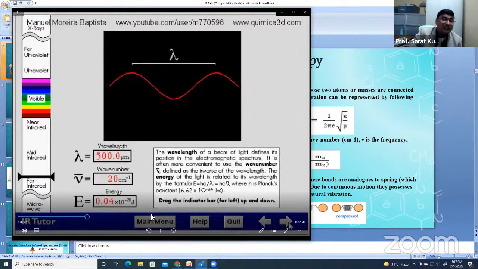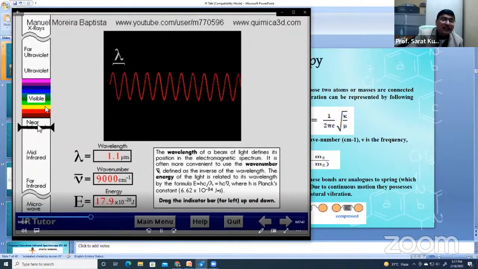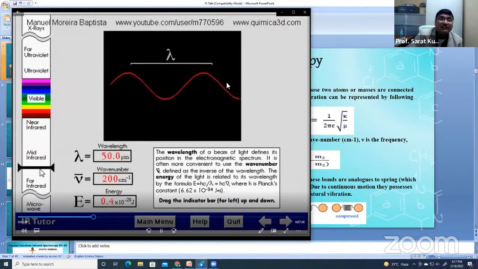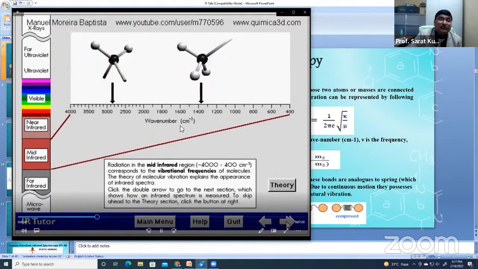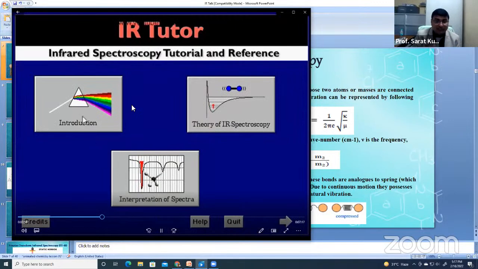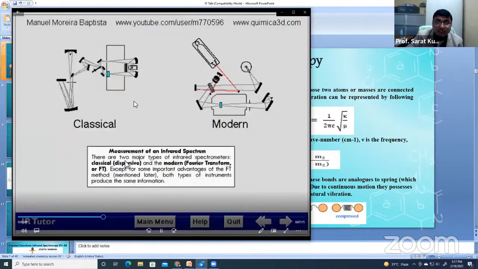If we change this line from the near to the mid region, if we increase it, definitely the lambda changes, and you see the vibration changes. The interesting part: in this region, as I already told, it is 400 to 4000 centimeter inverse. What happens if we put a bond? I told you the same bond also gives different kinds of vibration. I'm telling how we'll show it.